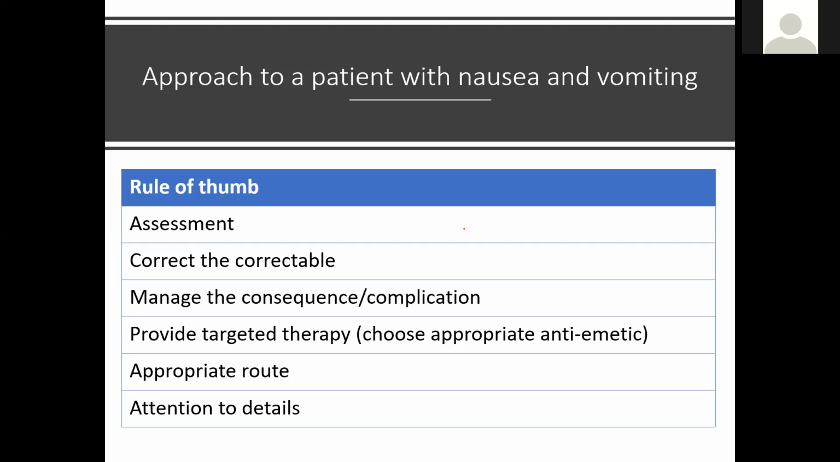Choose appropriate route. When the patient is vomiting continuously, you can't give oral medications, right? So you need to think whether we need to choose the subcutaneous route so that the patient can be managed at home as well as in the hospital. And give attention to details. As I said, I give metoclopramide and the patient is telling you, I have increased colicky pain. So that is something that we really need to look into. So don't forget to give attention to details.